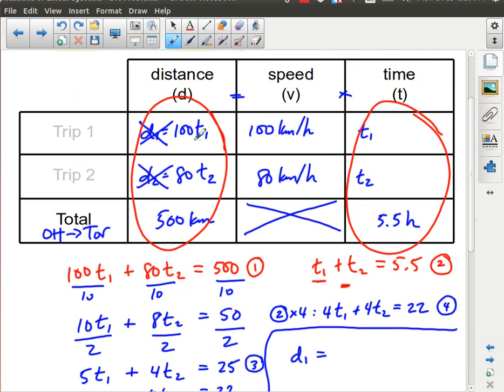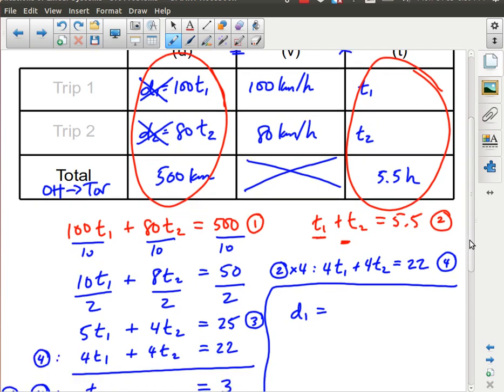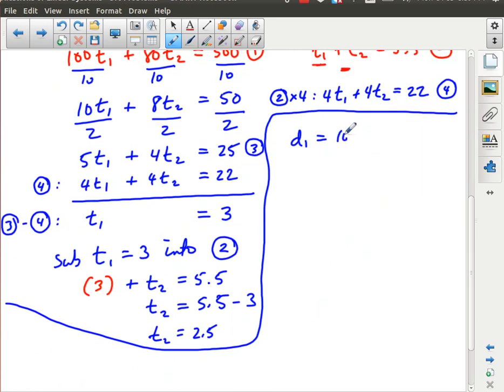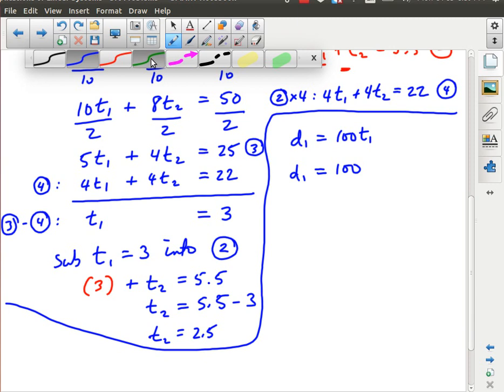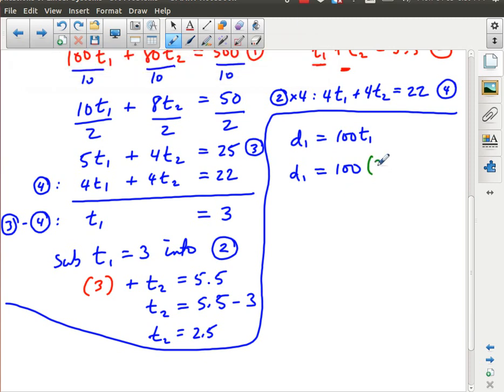d1 is here. It's equal to 100 t1. And that is equal to 100, but instead of t1, I'm going to sub in my 3. And d1, some very simple arithmetic involved here, d1 is equal to 300.